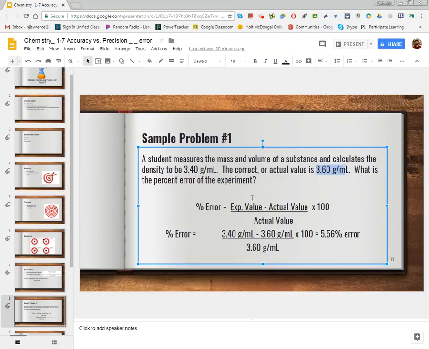Well, we would use our equation here, and this is an equation you should become familiar with. And when we go to plug this in, the value that we got in our experiment would go first. Then we would subtract the actual value or the correct value. And then we would divide by the actual value again, multiply by 100, and that would be our percent error.